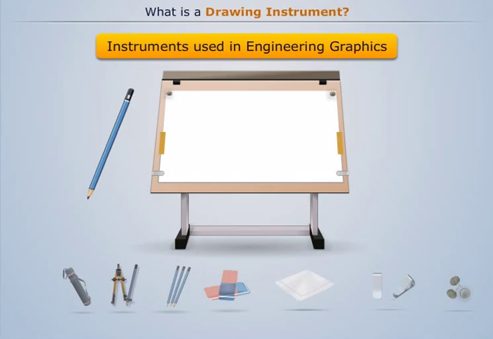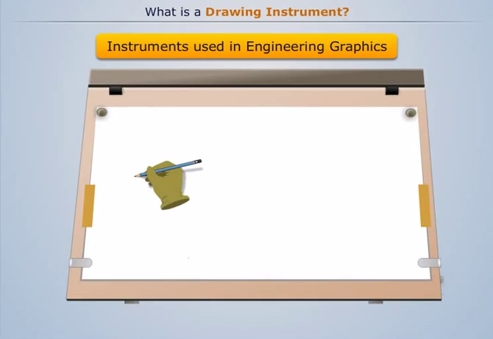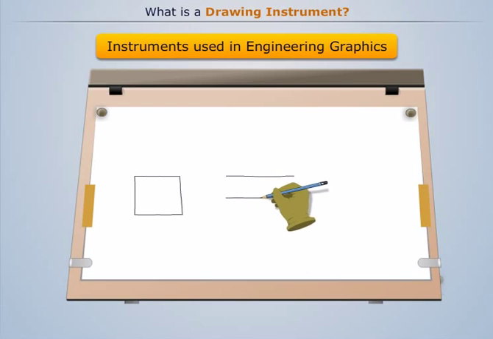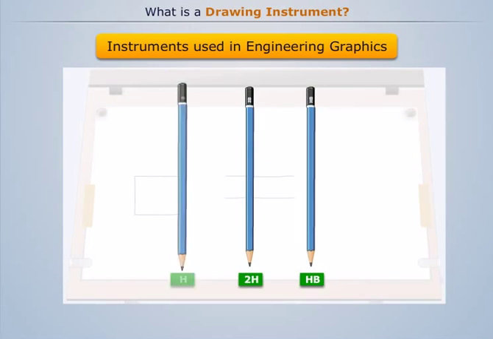Pencils are basically used for drawing lines or anything on the drawing sheet. The accuracy and appearance of the drawing depends on the quality of the pencil used. The grades of pencils HB, 2H and H are mostly used.